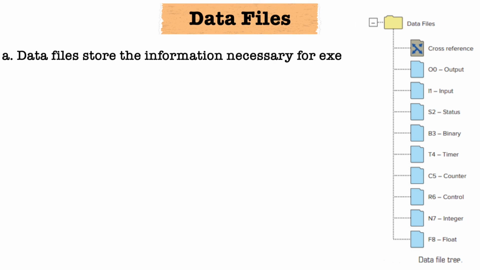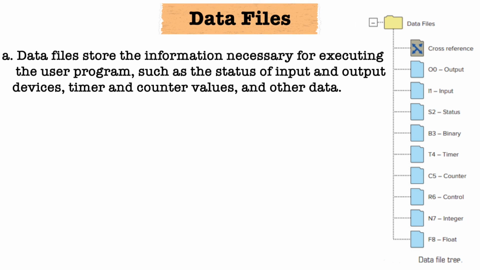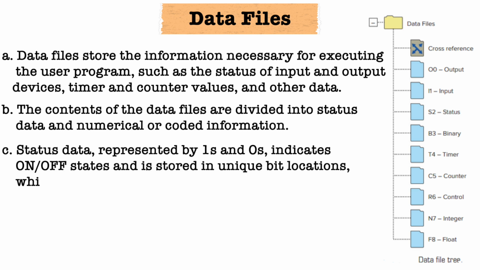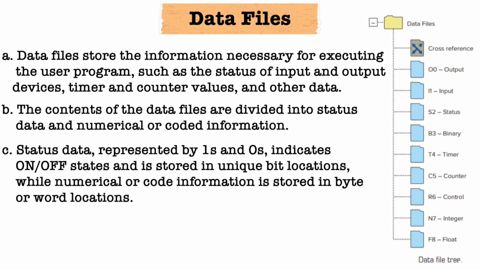Here the data files are divided into 0 to 255 slots, where slot 0 is designated to the output file, 1 is for the input file, 2 is designated to the status file, 3 is for the bit file, 4 is for the timer file, 5 is designated for the counter file, 6 is designated for the control file, 7 is designated to the integer file, while 8 is designated to the floating point file, while the rest, 9 to 255, is designated to user defined files. Here B stands for bit, T for timer, C for counter, R for control, N for integer, F for floating point, ST stands for string, and A for ASCII.